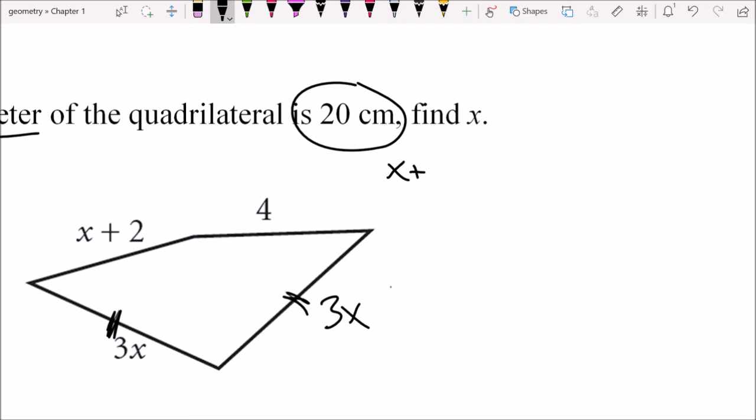So we get x plus 2 plus 4 plus 3x plus 3x. And according to this, the perimeter is 20, so we can say equals 20 right here. Now, if you didn't get that set up, pause and let's make sure you understand why. Okay, it's just adding all the sides together.